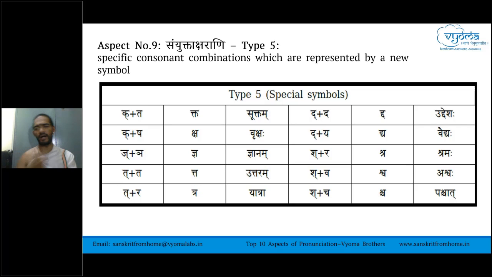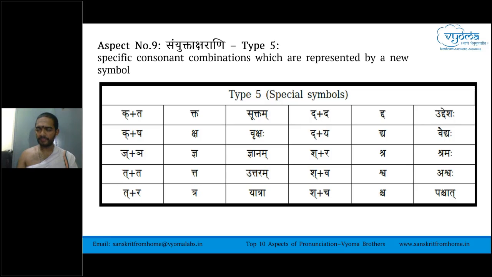As you can see here, Vrikshaha. Though Ka and Sha together make Ksha, we have a completely different symbol that represents that. A totally different way of writing it, Vrikshaha. Same thing for Jnanam. We have Ja with Nya. You could have written it as Ja and then Nya, but we have a new symbol because it is very often used. Similarly for Ta with Ta, many times there's just a line for the extra Ta, like Uttaram. If you can see the fourth word here, Uttaram, just one line.